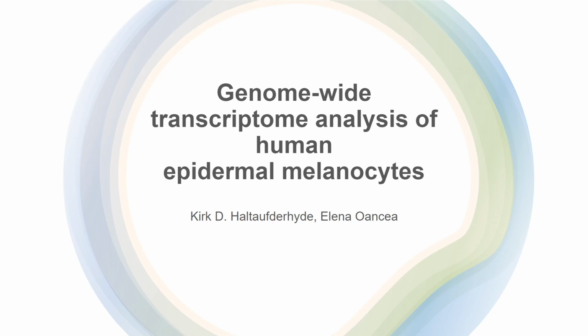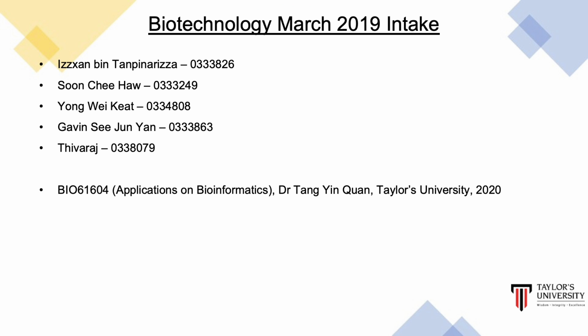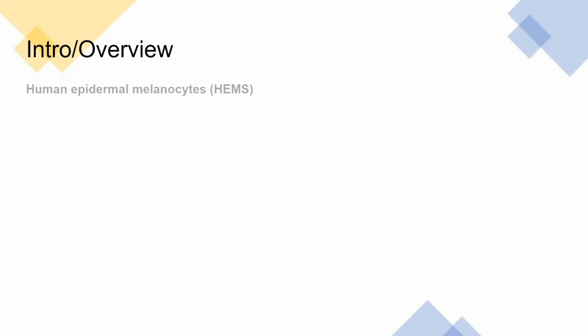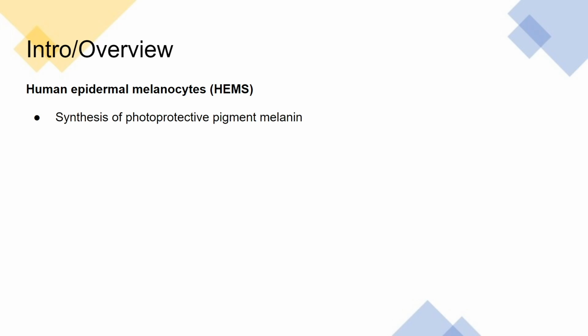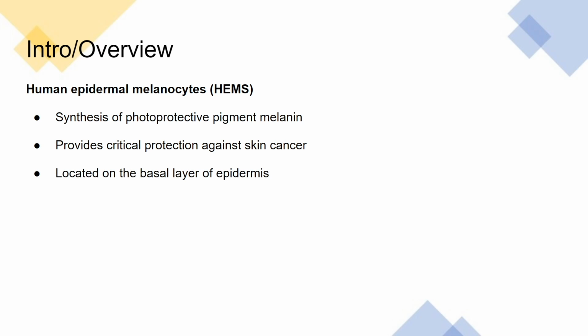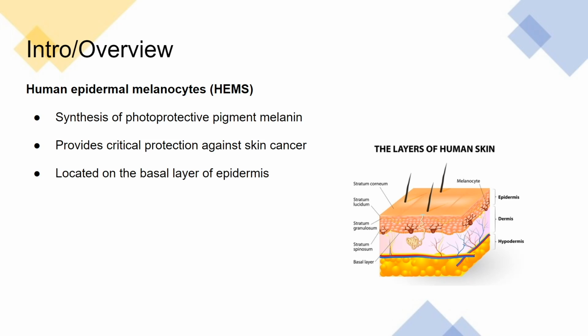Hello everyone, today we're going to present about the genome-wide transcriptome analysis of human epidermal melanocytes using multiple bioinformatics programs. So, the human epidermal melanocyte is a type of cell on our skin that synthesizes photoprotective pigment, melanin, which helps provide critical protection against skin cancer, and they are located on the basal layer of the epidermis.